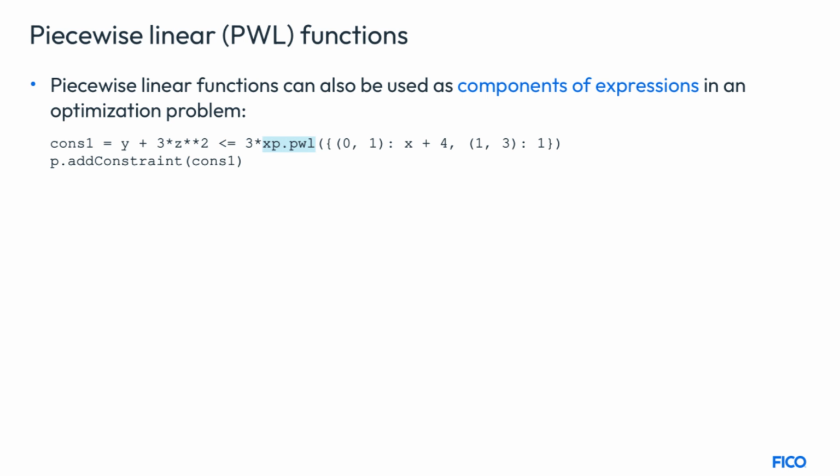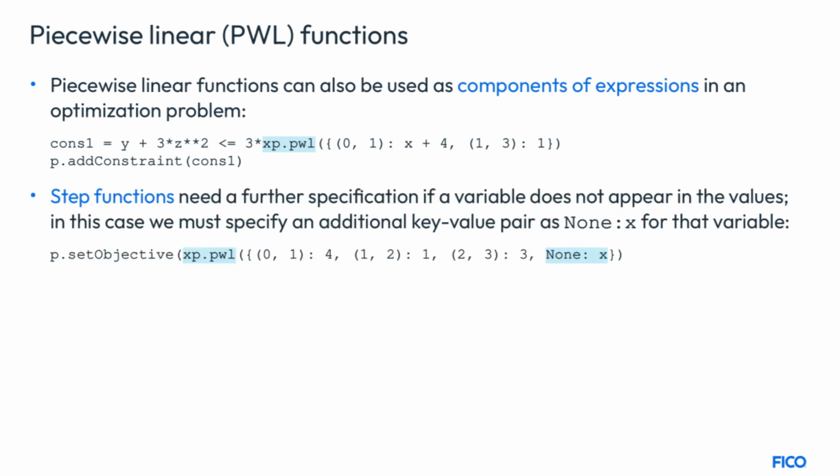shown, where the values of the y and z variables are constrained to follow a piecewise linear function of variable x. The PWL method can be particularly useful to model step functions. In case a variable does not appear in any of the values, an extra key value pair must be specified with None as key, and an arbitrary decision variable of the model as value.